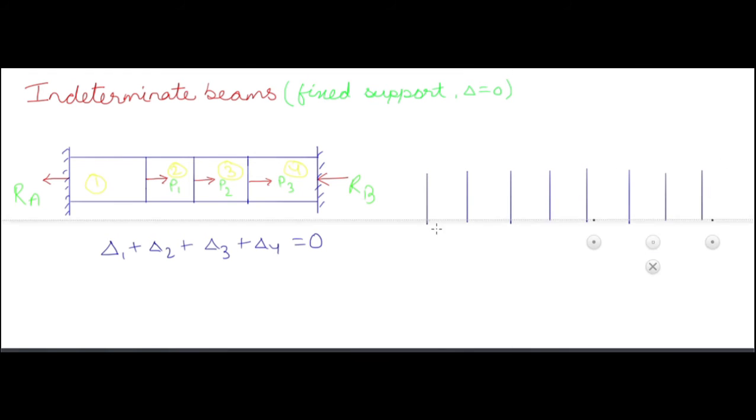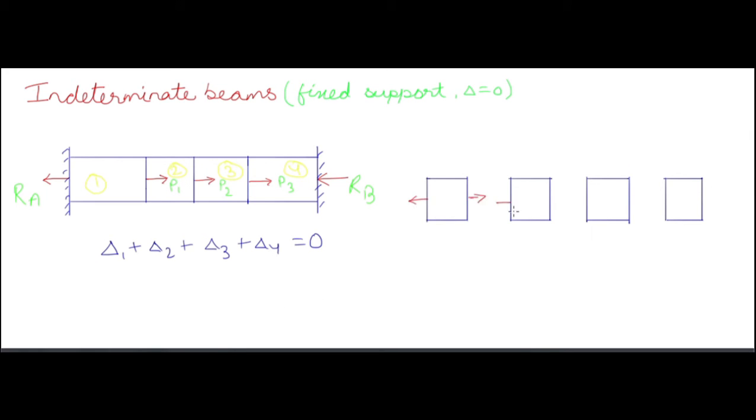Also this is a fixed beam, so the elongation is equal to 0, meaning delta 1 plus delta 2 plus delta 3 plus delta 4 is equal to 0. The sum of the elongation of each cross section will be 0, because the total elongation will be 0, since it is a fixed support. The support is not moving, so elongation will not be happening. Whether one cross section elongates, the other cross section will compress to accommodate that extension. So delta 1 plus delta 2 plus delta 3 plus delta 4 is equal to 0.